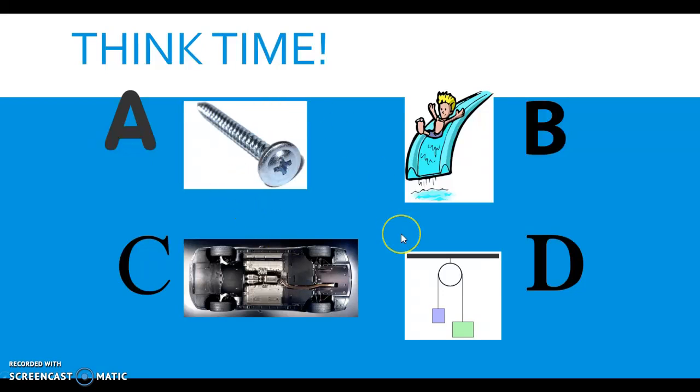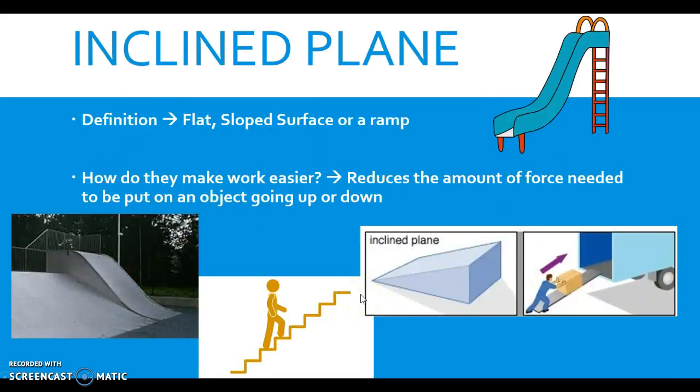Which one of these would be an example of a wheel and axle? Is it A, B, C, or D? Pick now. Hopefully by now you picked that it was C. Yes, definitely. This is the undercarriage of a car. We see the axles go through the car right here, and the wheels are four wheels.